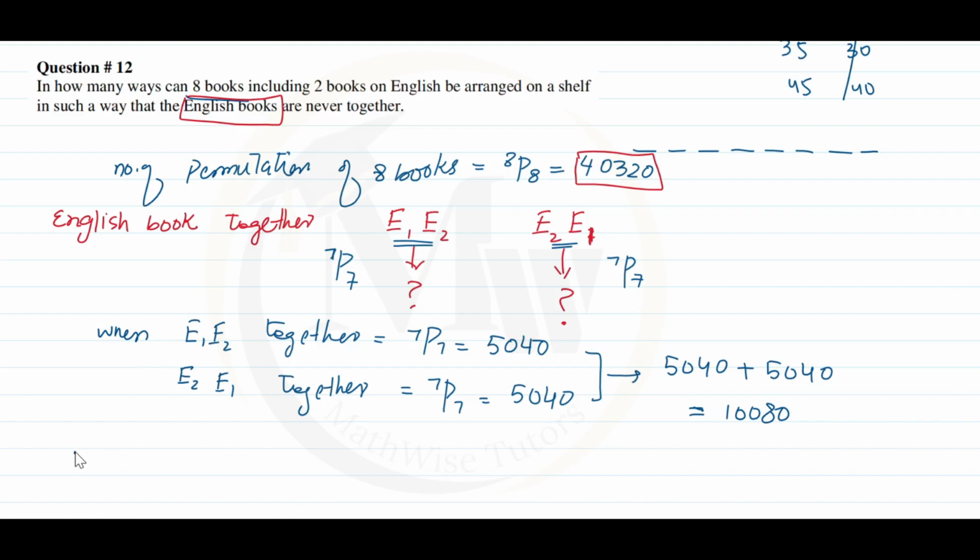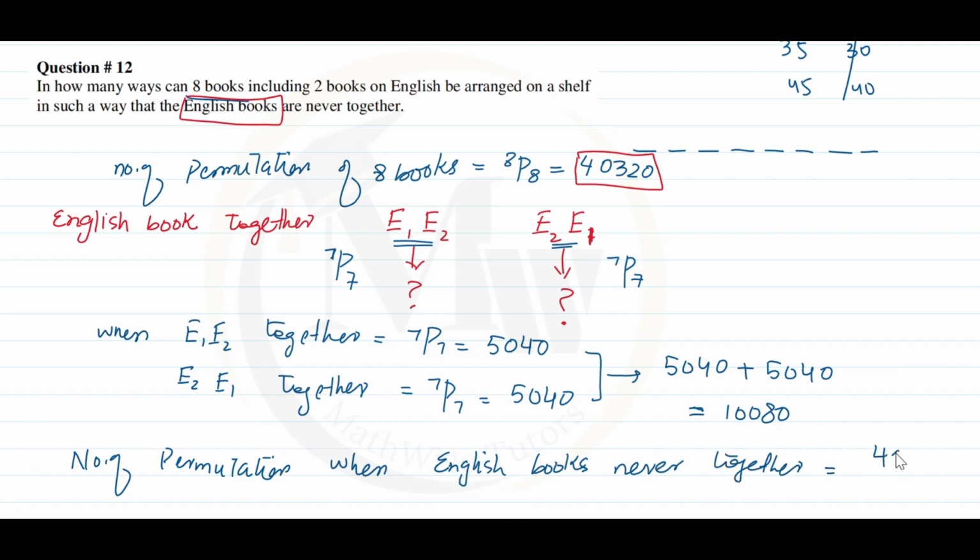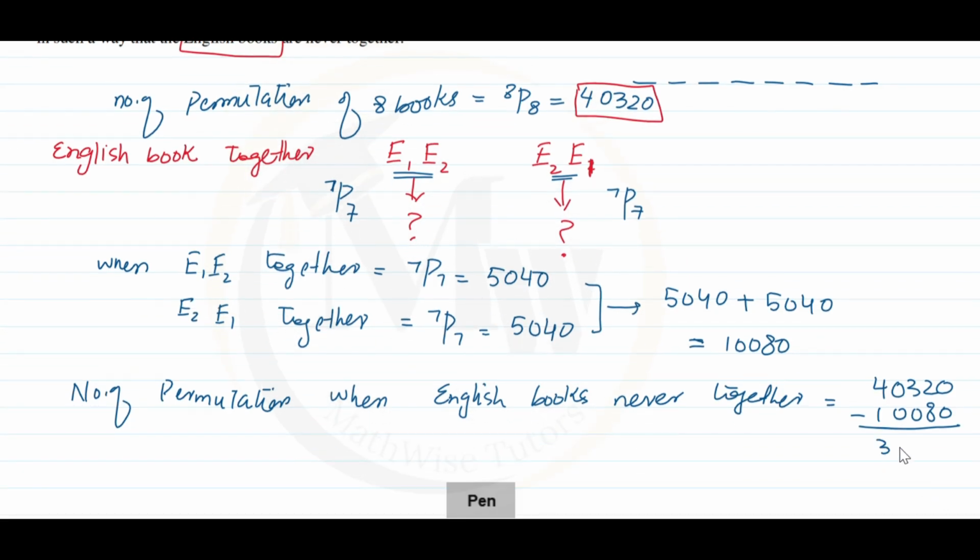So the number of permutations when English books are never together would be equal to 40,320 minus 10,080. If you subtract these, we will have 30,240. This is the remaining number of ways when the English books are never together. So here is the question.